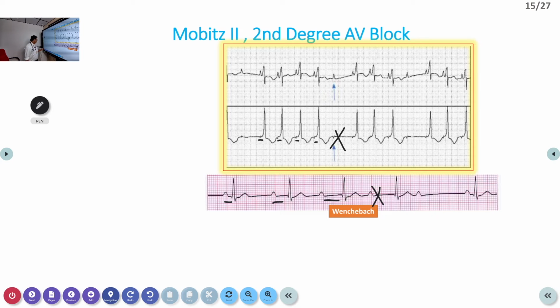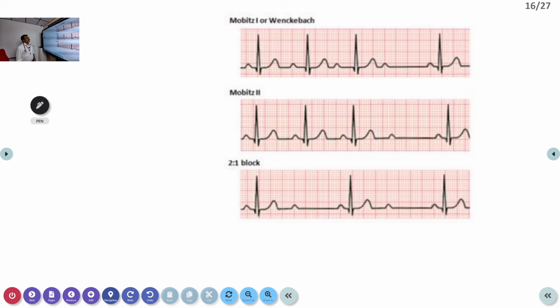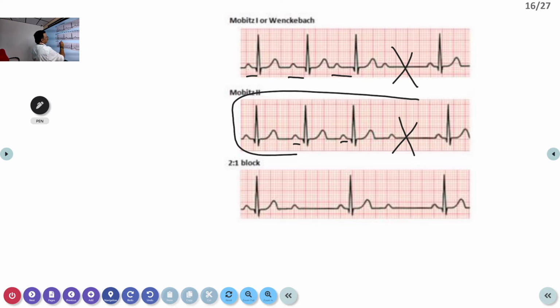These two are different, Mobitz type 2 and Mobitz type 1. So Mobitz type 1 or Wenckebach is progressive prolongation of PR interval and sudden drop of one QRS complex. Whereas Mobitz type 2, there is no progressive prolongation, just a sudden drop of one QRS complex. Okay. Now that is a lower degree Mobitz type 2. Lower degree means it is not very severe. Once in a while you are getting a missing QRS complex.